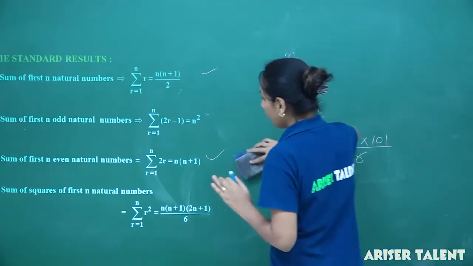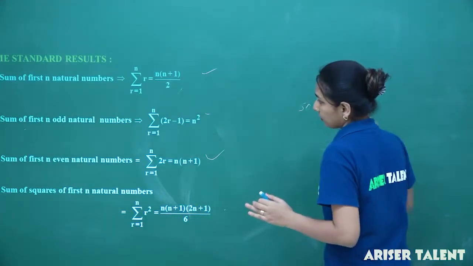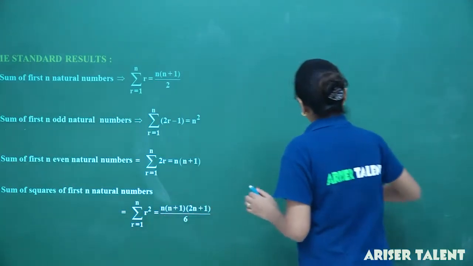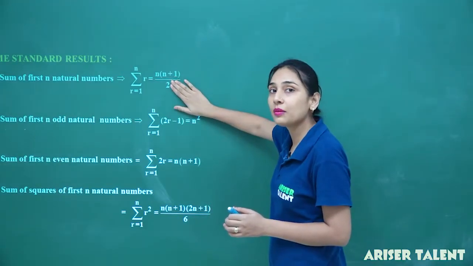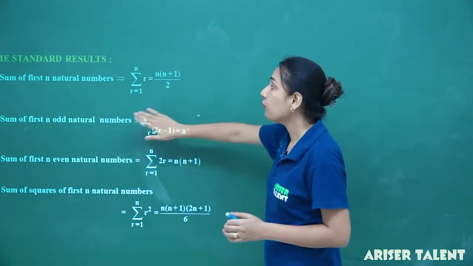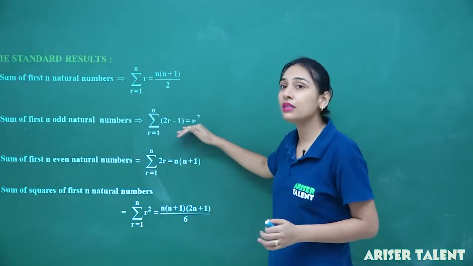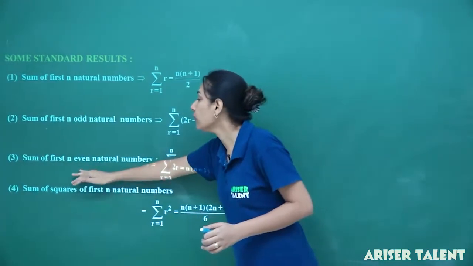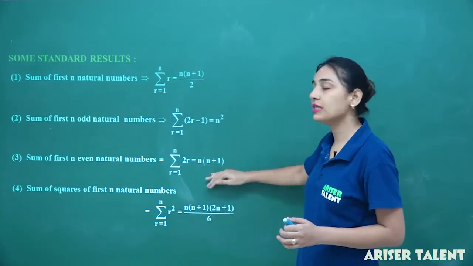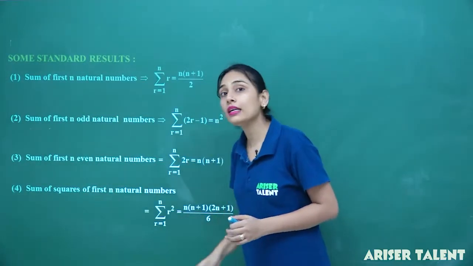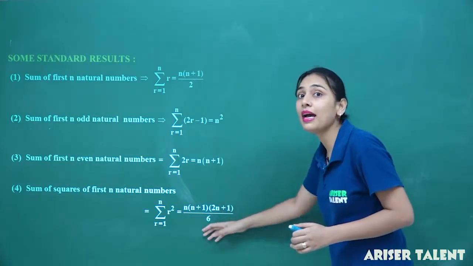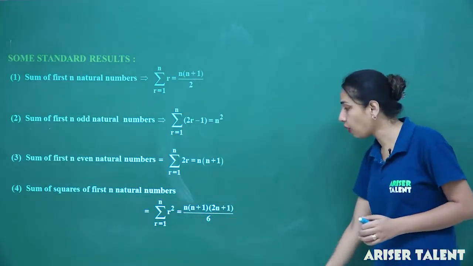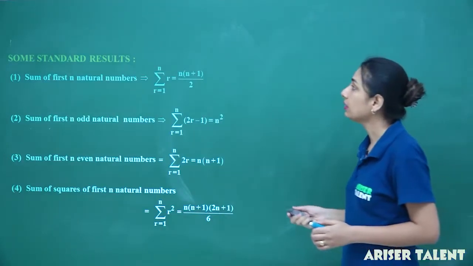Now, we will again recall the formulas. For the first natural numbers, n plus 1 by 2. For first odd numbers, square only. For first even natural numbers, n plus 1. For squares of first natural numbers, n plus 1, 2n plus 1 by 6. Okay, this is the formula, right students?